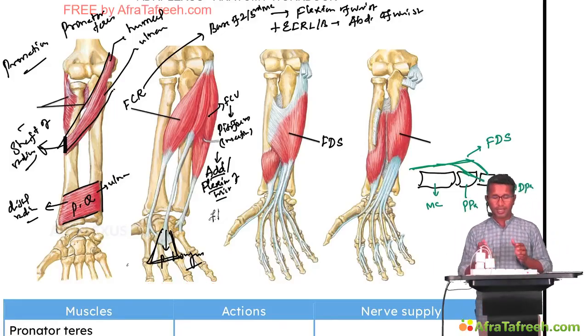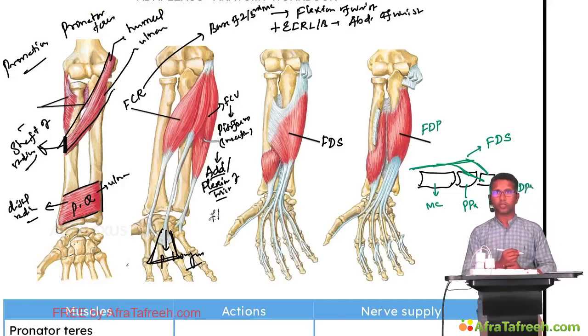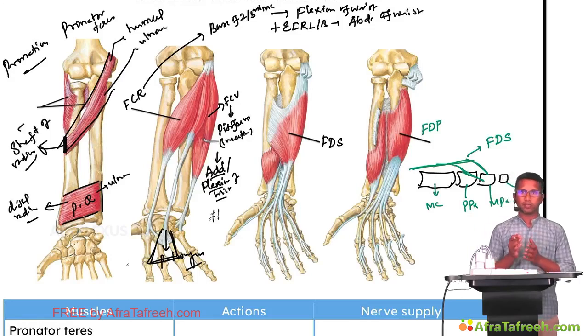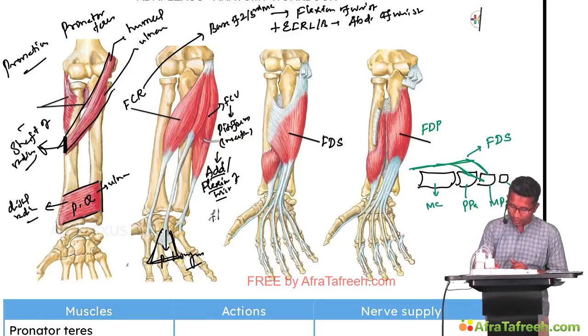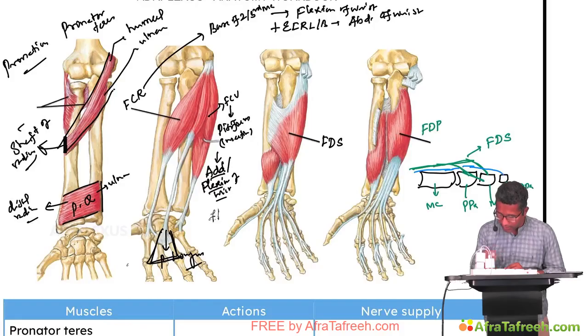Next, coming to the deep layer muscles, what they have marked here is the flexor digitorum profundus muscle. It arises from the ulna and from the interosseous membrane. It splits into 4 tendons, again to the medial 4 fingers. To differentiate it, I will use a blue color here. Flexor digitorum profundus runs beneath the flexor digitorum superficialis. It passes in between the 2 slips and gets attached to the distal phalanx.